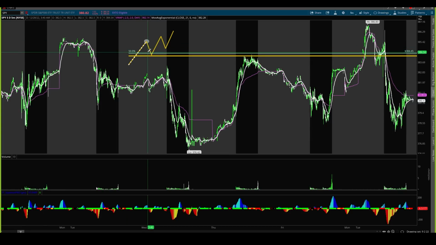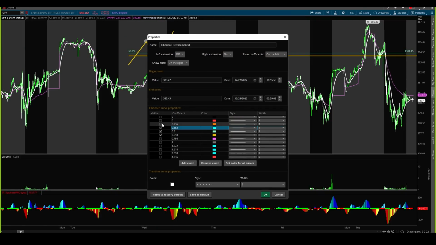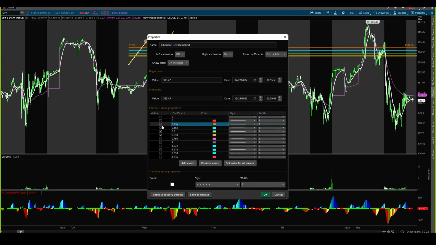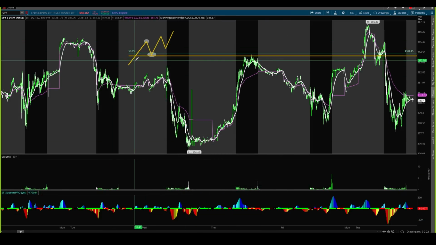But as price starts pulling back, we want to start watching the 50% and the 61.8% for a potential bounce area. The reason why I use these two levels is, yes, we can use the 38.2 or the 23.6, but in my opinion, those are a lot lower probability bounce areas. When a stock is trending, again, higher highs, higher lows, or lower lows, lower highs, typically those pullbacks, I would say a majority of the time, line up to be 50% or 61.8%.